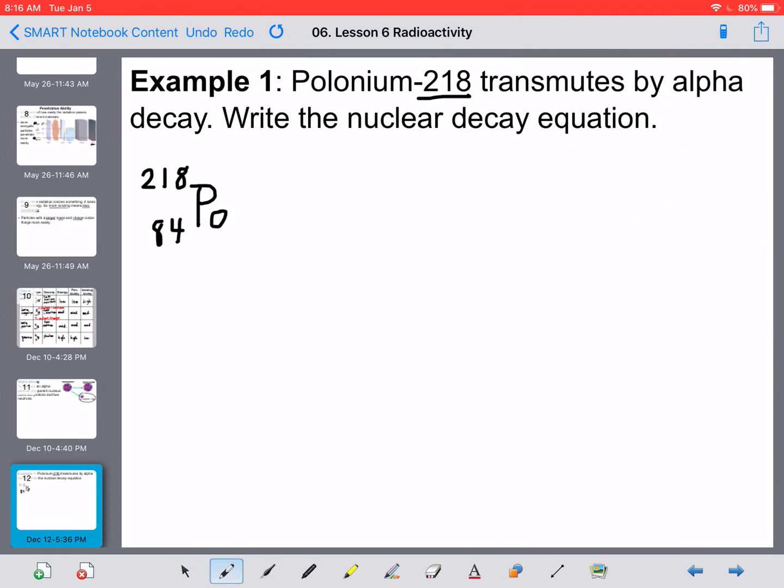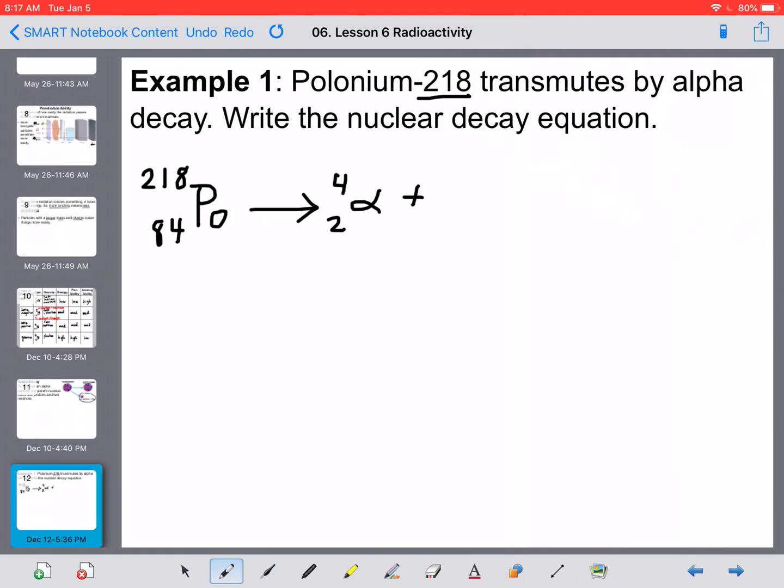So polonium decays. We show that it's decaying by drawing an arrow, and we know that it's going to release an alpha particle. We should have the symbol for an alpha particle memorized, and it looks like that. Now, the next thing that you're going to do is figure out what the daughter product is. The way to figure out the daughter product is to make sure that the top numbers on both sides of the arrow add up, and I'll show you how to do that in a sec, and you're also going to do the same thing with the bottom numbers.